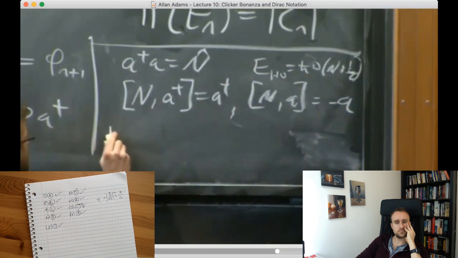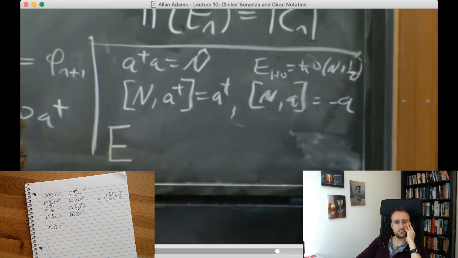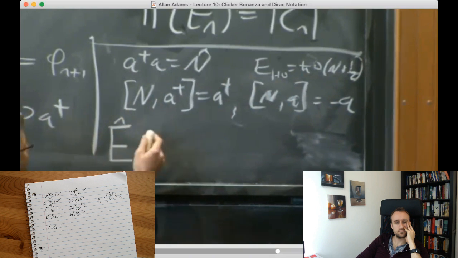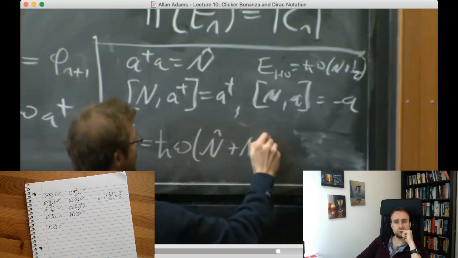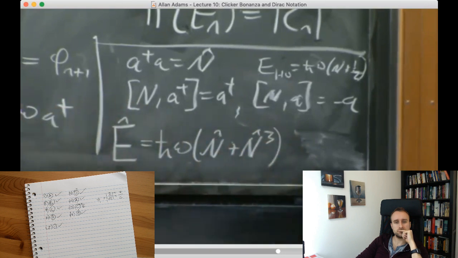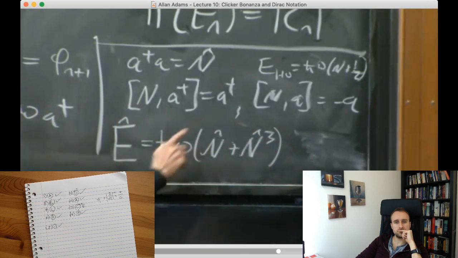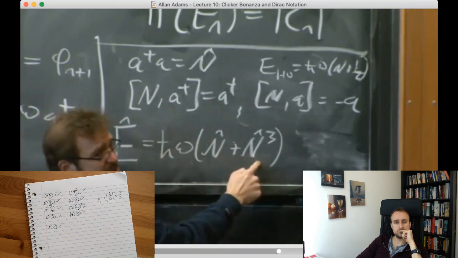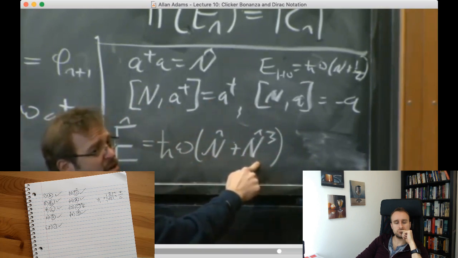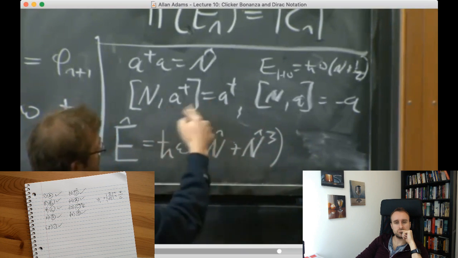Suppose the energy operator is equal to h bar omega (N plus N cubed). Does the raising operator commute with the energy operator to give you A dagger again? No. It commutes with this guy to give you, well, a constant times N squared A dagger, which is a slightly funny beast. So this doesn't have the same commutation relation.